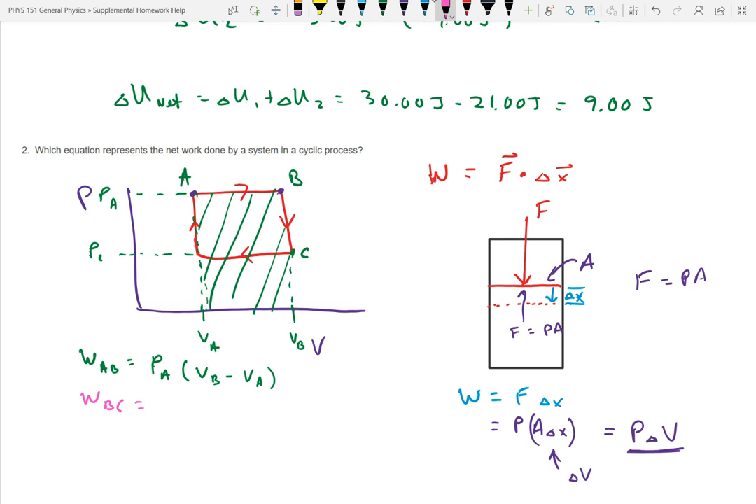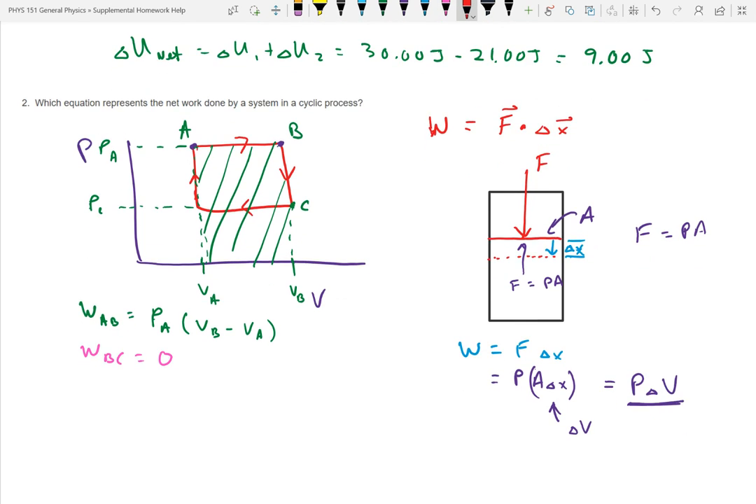What's the change in volume going from B to C? Nothing. And so that means the work there is nothing because there's no change in volume. What's the area under a vertical line? Nothing. Now we go from C to D.